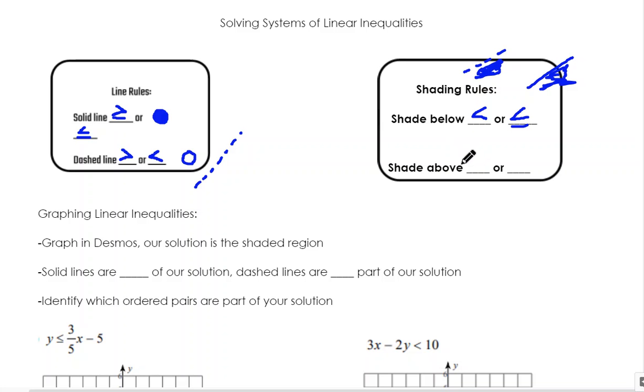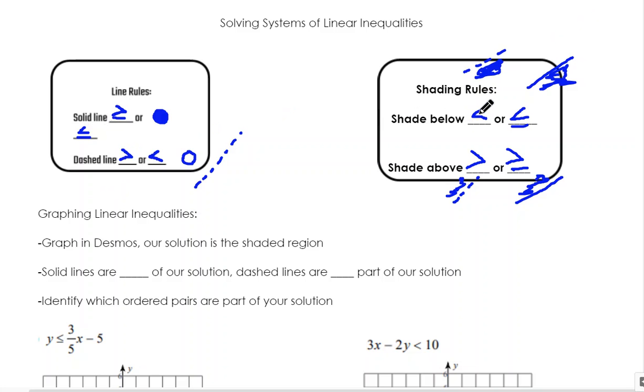If we were going to shade above, that means it's going to be greater than or equal to. Greater than would have a dashed line, and then it would have shade above it. Greater than or equal to would have a solid line, and you would shade above it, color in above it. Okay? So that's important to know. Solid line has the line underneath. Dash lines, no line underneath, right?